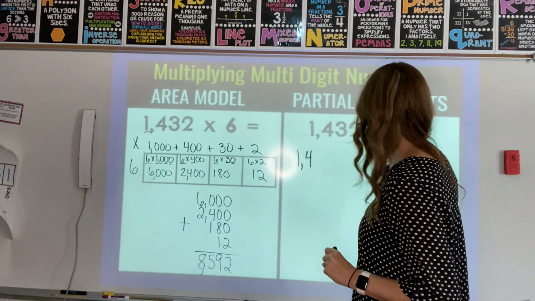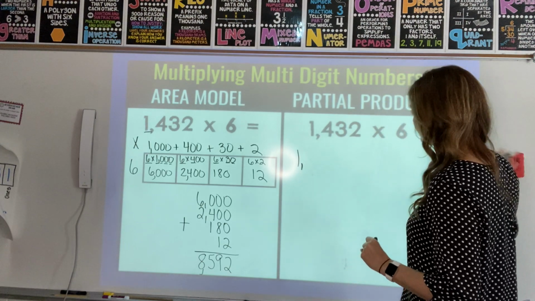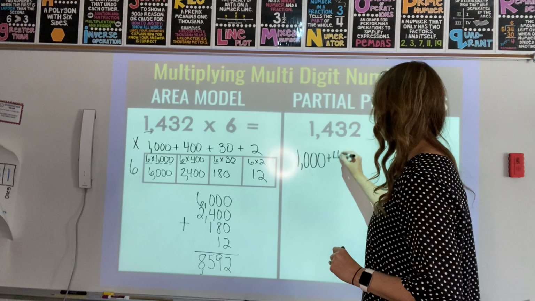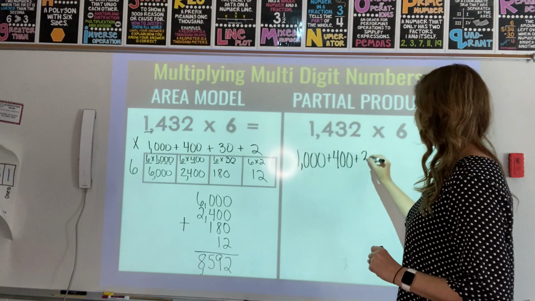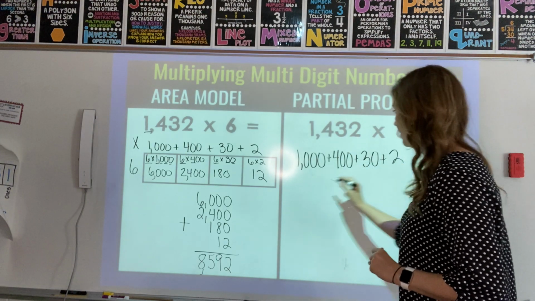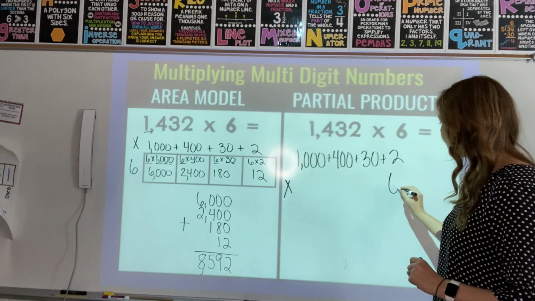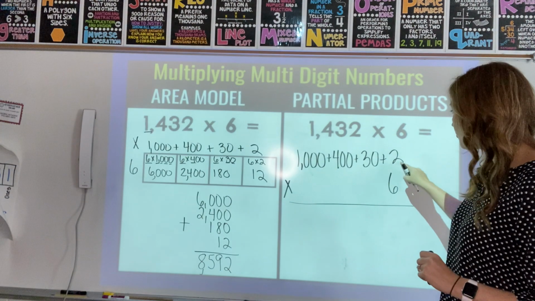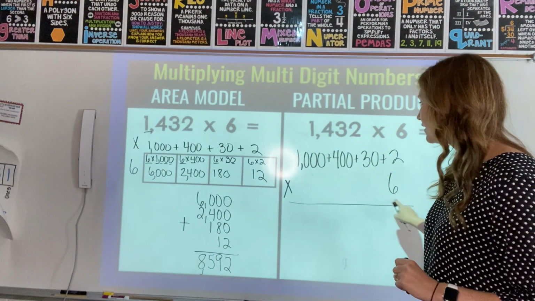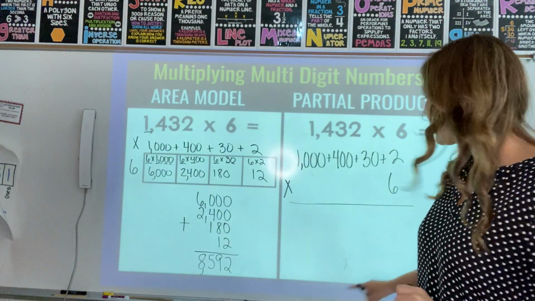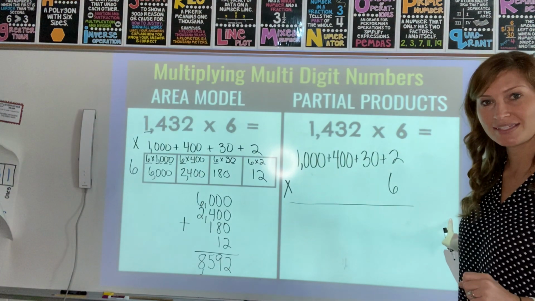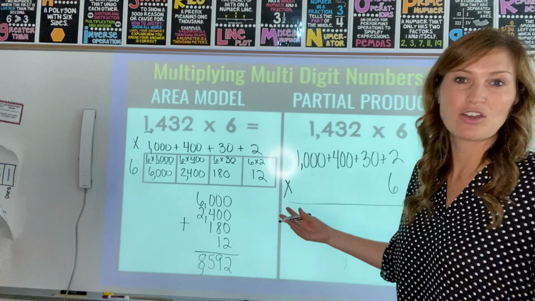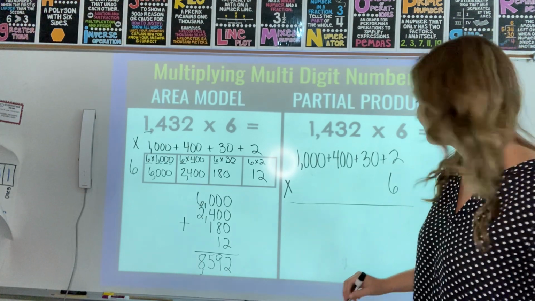So I'm going to write my 4-digit number in the expanded form. And I'm going to multiply that times 6. So now I will take my bottom number and I will multiply it times every number on the top. And I am going to list my multiplication sentences once again, but again, I don't require students, or they don't have to write this unless it helps them.